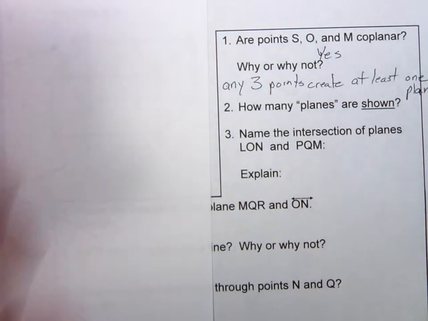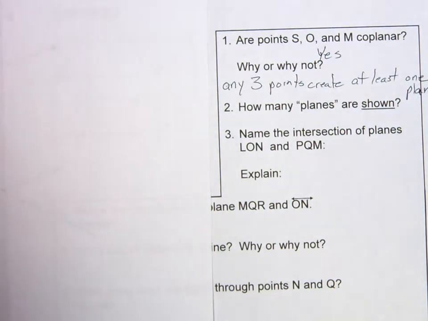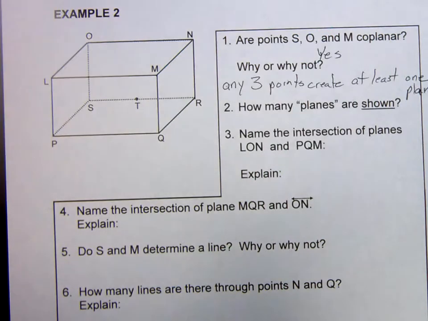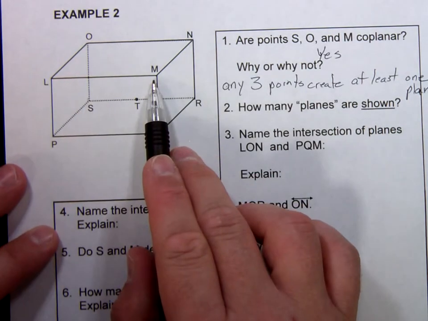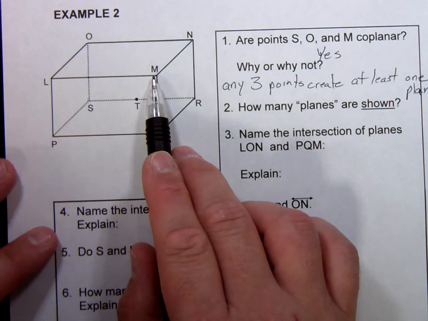Remember, if the 3 points are collinear, then there will be an infinite number of planes that go through there. If the 3 points are non-collinear, then there'll be exactly one plane that goes through them. And if I take the time to look at the picture, S, O, and M, they're not collinear, so there's going to be exactly one plane that goes through them.